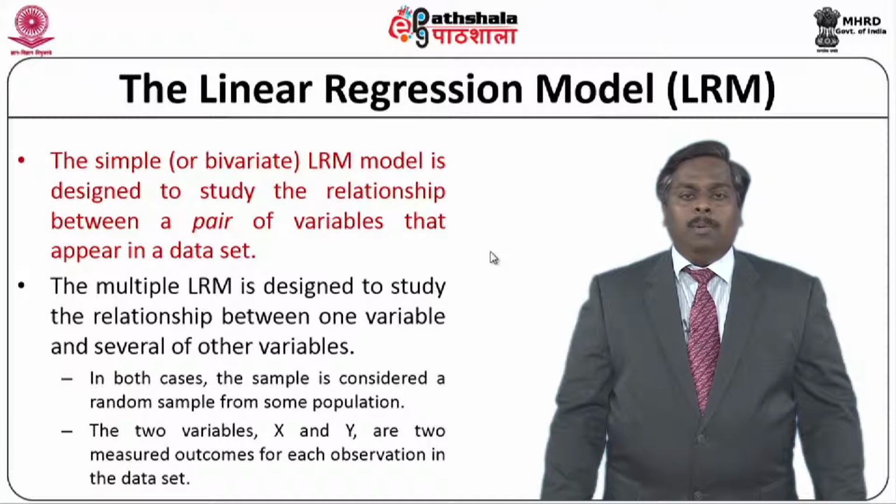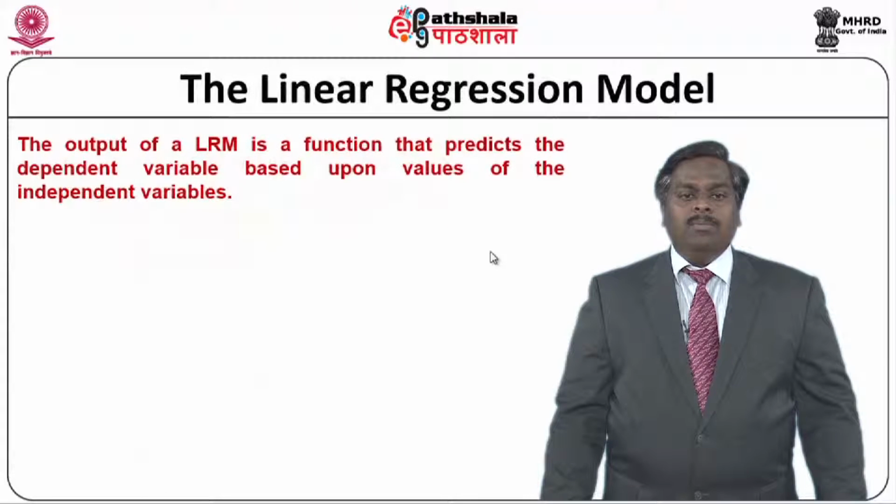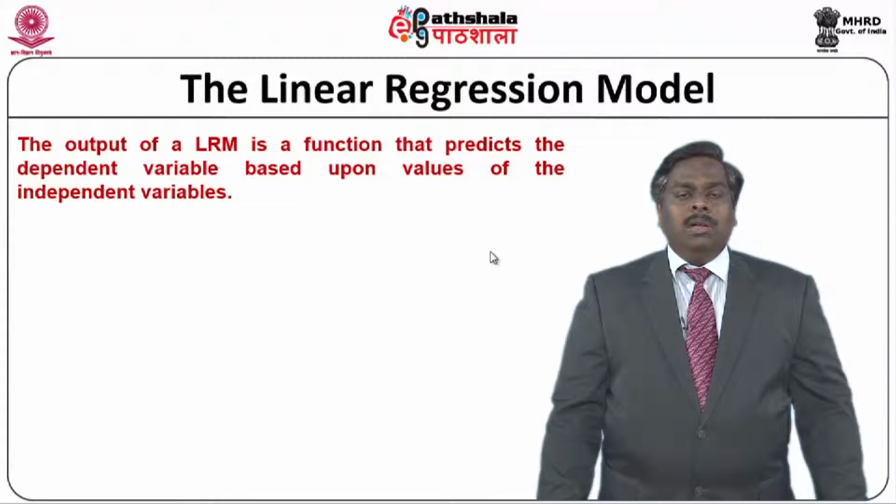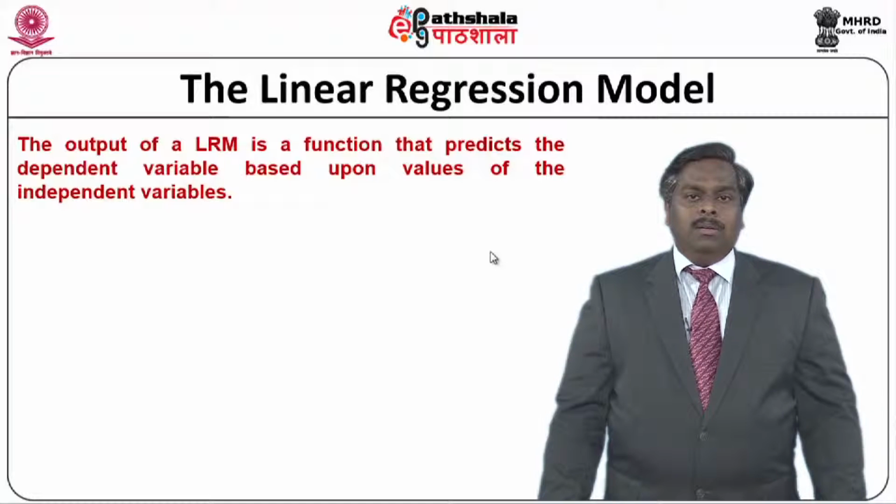So we are going to take a population, from that population we are going to extract a sample, and from the sample we are going to identify the x and y, which is going to be the measured outcome for the given population, and with that we are going to do regression analysis. So for a linear regression model, ultimately we are going to define an output function. This function will be useful for predicting the variable that is dependent on another variable, and to what extent the dependent variable is determined by the independent variable.